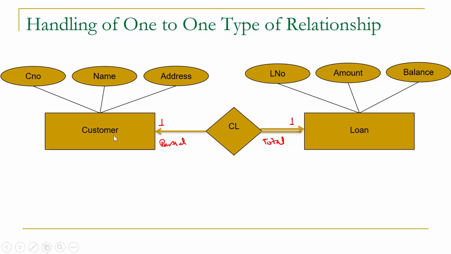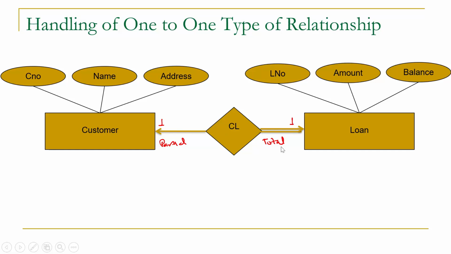It means it is optional for a customer to have a loan, or it is optional for a customer to participate in this relationship, while the participation of loan in this relationship is total. It means for every loan there should be a customer. It is compulsory for a loan to have a corresponding customer. A loan cannot exist without a customer, but a customer can exist without a loan. So the participation of loan is total, while the participation of customer is partial in this relationship.